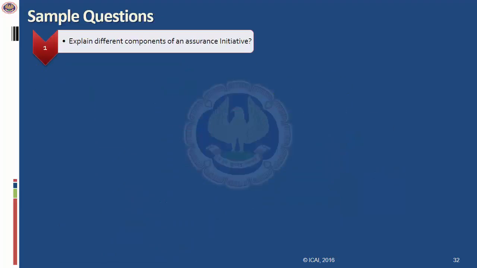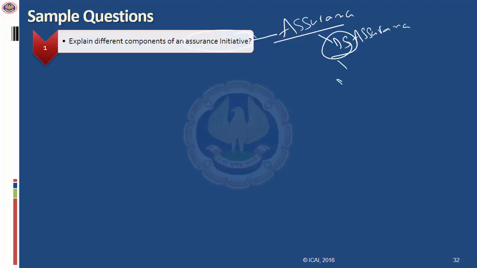First question is, explain different components of an assurance initiative. Now remember the important distinction which I told you. Assurance is generic in nature. In the case of information systems assurance, we are looking at assurance pertaining to the information systems which are enabled through information technology. So you need to understand the technology environment, which means that typically what is applicable for a generic assurance assignment is applicable. In addition to that, you'll also look at the technology environment and the related controls. And based on that, you develop the audit approach.